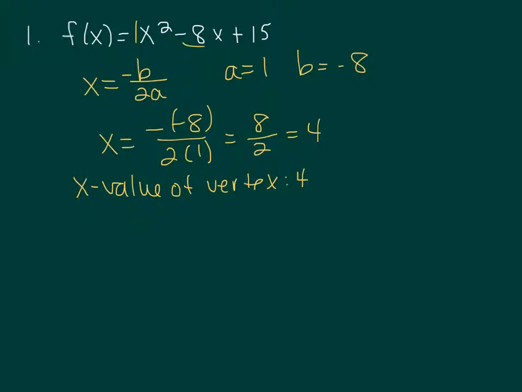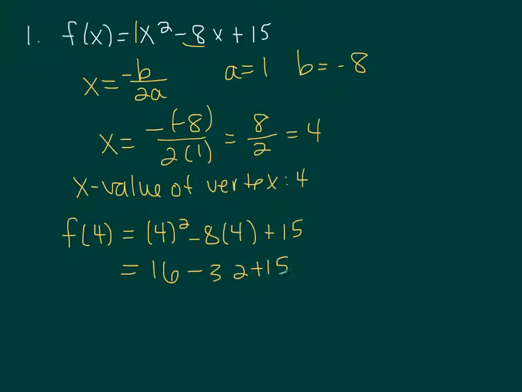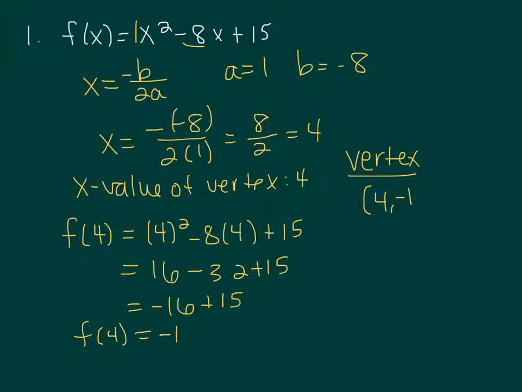Now to find the y value, we plug this x value back into the original equation because we're looking for the y that goes with that x. So f of 4 equals 4 squared minus 8 times 4 plus 15. This is easy enough, you can do it by hand. 16 minus 32 plus 15. 16 minus 32 is negative 16, plus 15 is negative 1. So f of 4 equals negative 1, which tells us that our vertex is (4, negative 1). On the test, I'll just have you state the vertex, but you've got to show your work on how you found it. So that's the vertex.